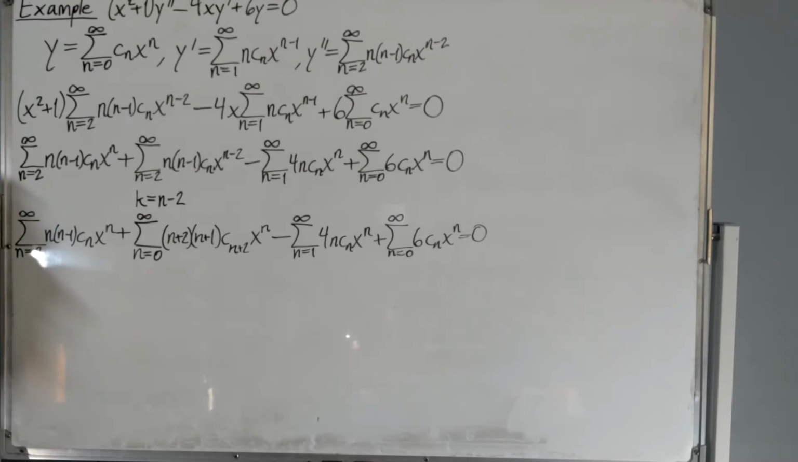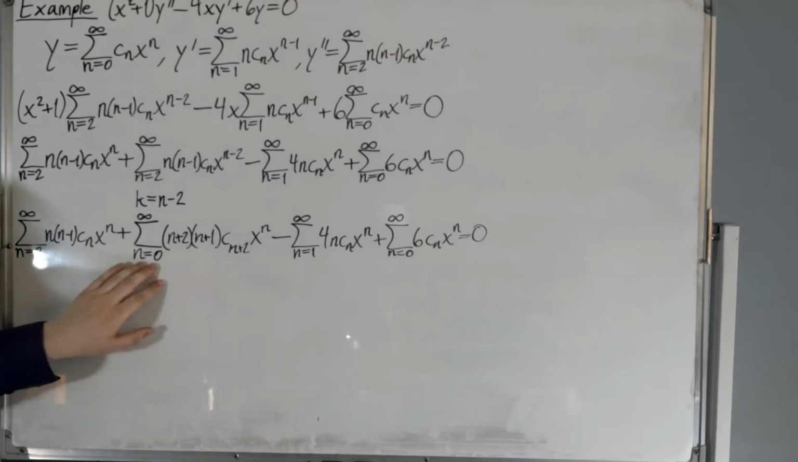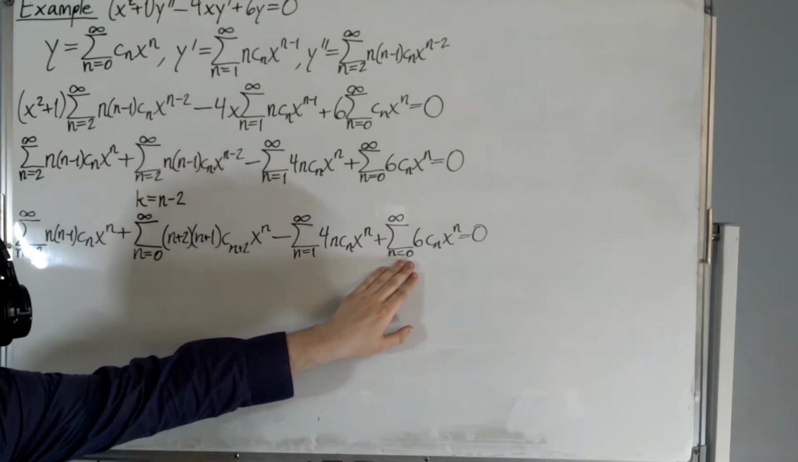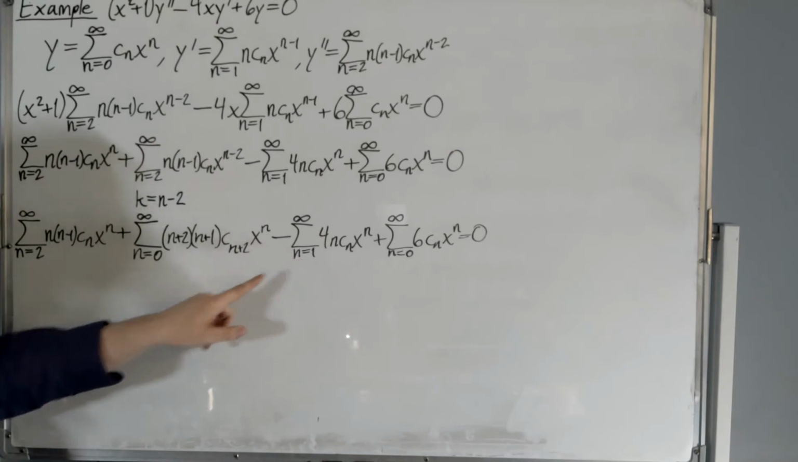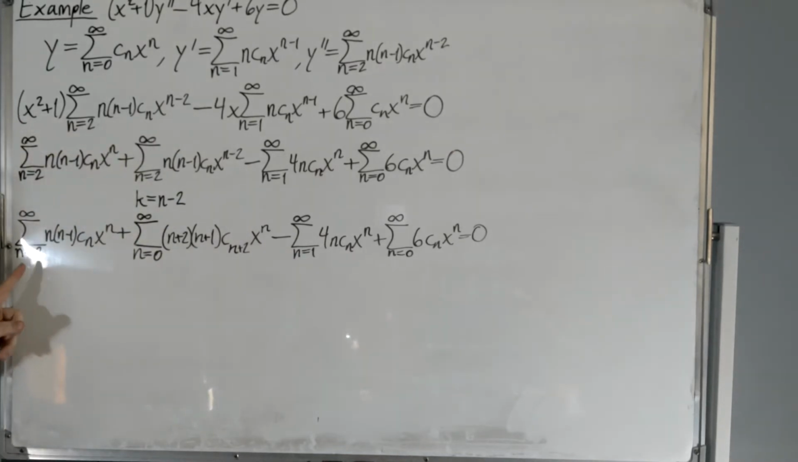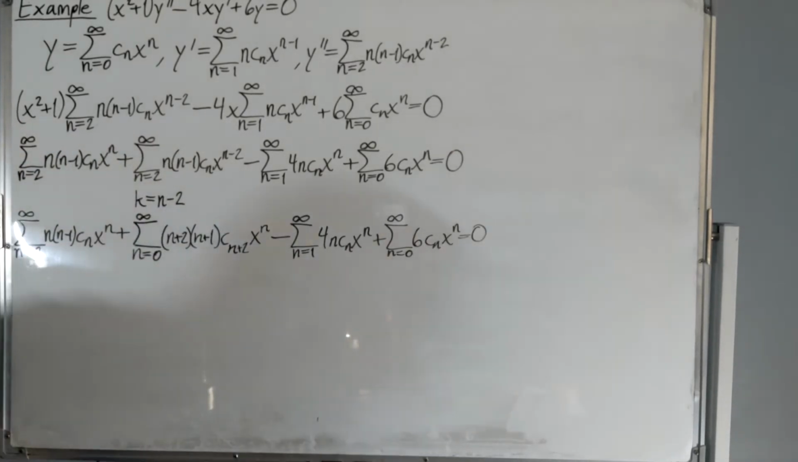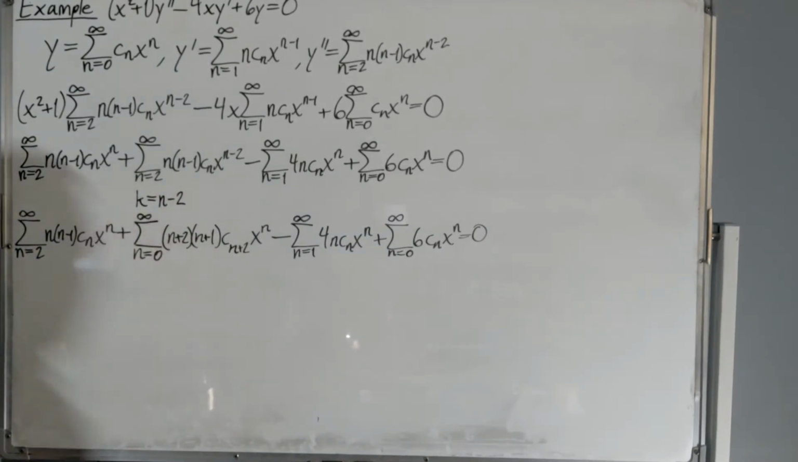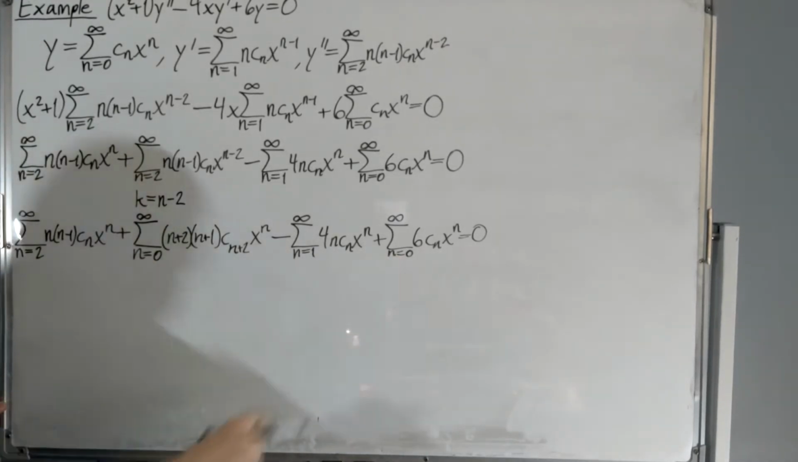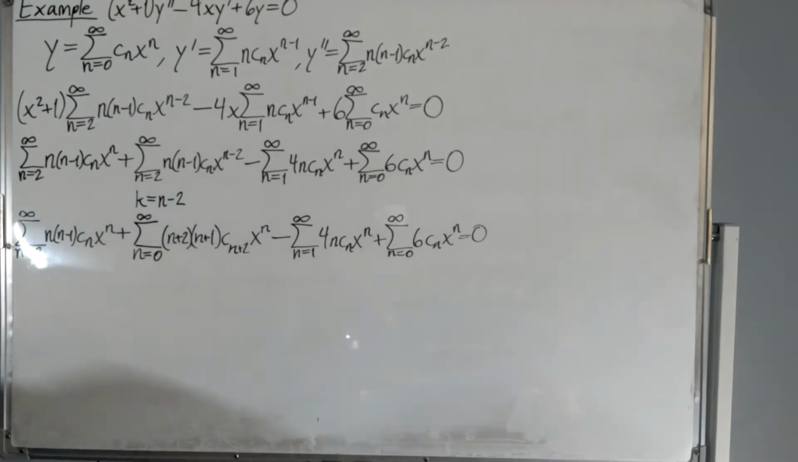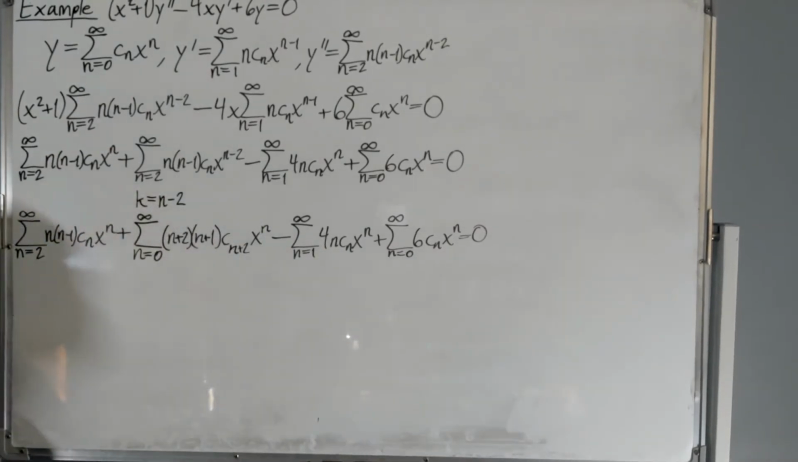We still have a little bit of a problem here. The problem is that these don't all start from the same index of n. This one starts from n equals 0, this one starts from n equals 1, this one starts from n equals 0, this one starts from n equals 2. So what we've got to do is separate out the terms that are not present in the other power series. These two have terms for when n equals 0. The rest of them do not. So I'll have to separate those terms out.